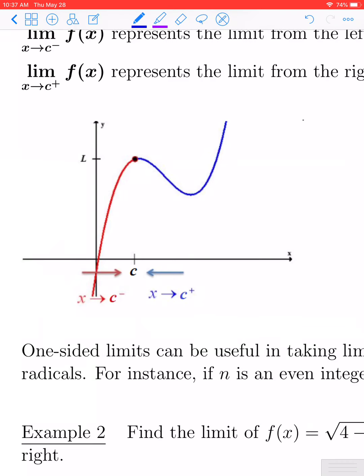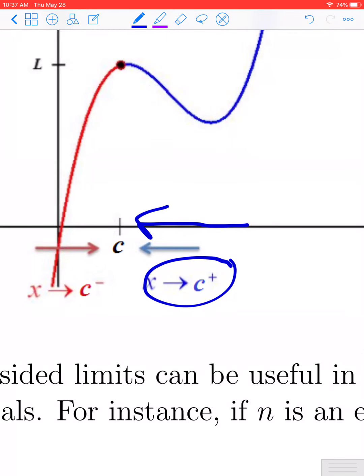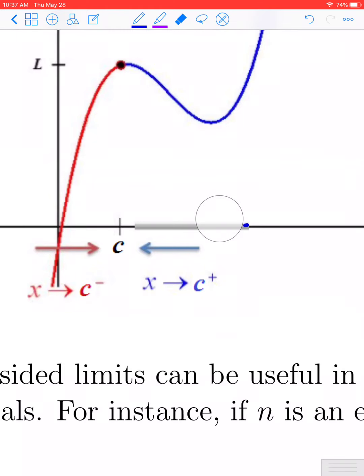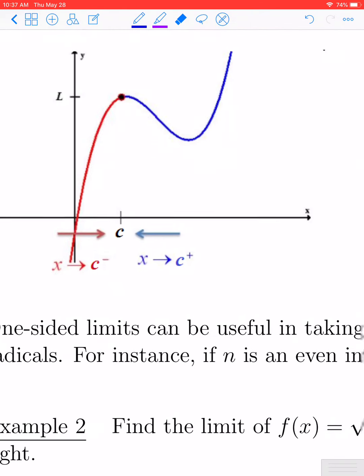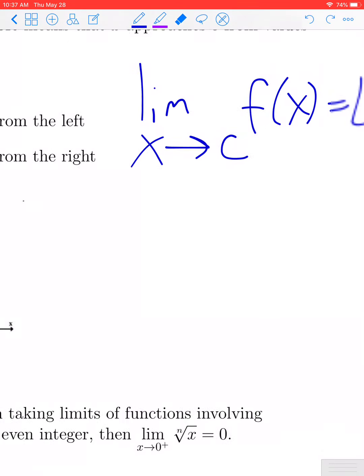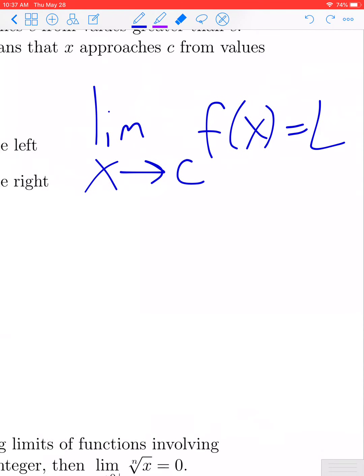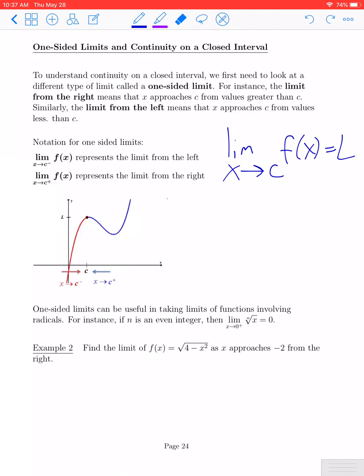Similarly, we can approach from the right-hand side. If I approach c coming in from the right-hand side, then we're going to use this notation: x approaches c with a positive superscript. That positive superscript does not mean a positive value. It means an approach coming in from the right-hand side. The limit as x approaches c of f of x will equal L only when both the left-hand limit exists, the right-hand limit exists, and they both equal exactly the same value.